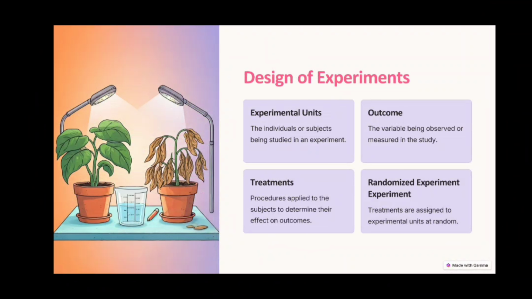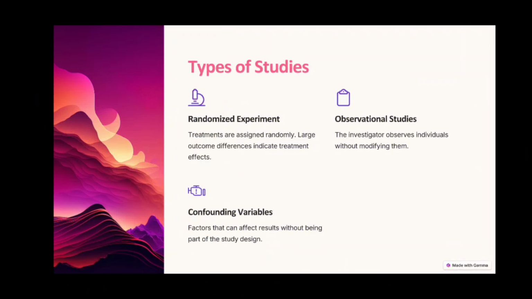And lastly, we have the randomized experiment. Treatments are assigned to experimental units at random. This is a randomized experiment. And the types of study, the first one we have the randomized experiment as explained, that treatments are assigned randomly, large outcome differences indicate treatment effect. To have a better understanding of this, we're going to be talking about the analysis of variance, ANOVA, and some other related topics. But the objective of this class is just to let you know the basic definitions we're going to be using in the future of this class.